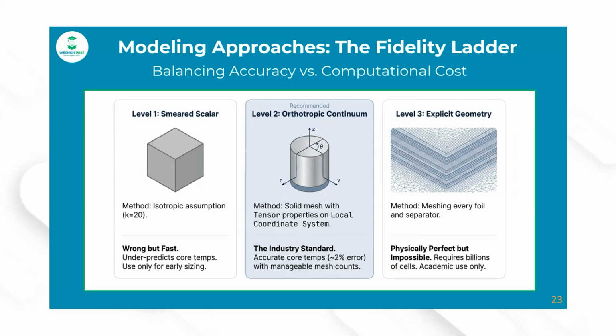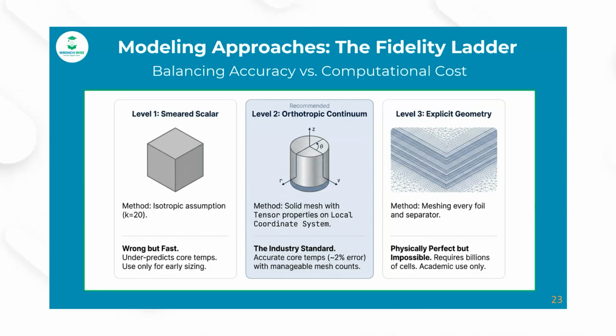And level 3, this is the explicit geometry. This is physically perfect but impossible for most commercial applications. This method actually involves meshing every individual foil and separator. It will give you the absolute ground truth, but a single cell would require billions and billions of elements. This makes it computationally quite impossible for a full battery pack. This level is generally reserved for academic research or microscopic failure analysis.